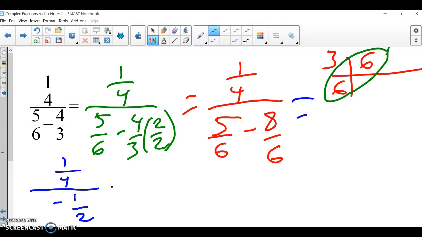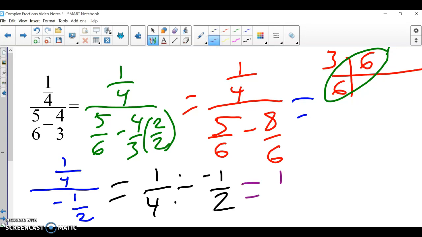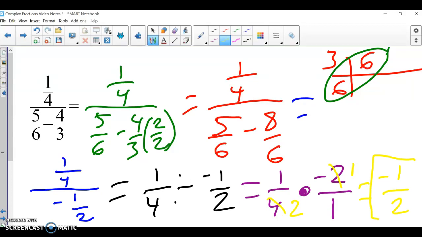So now we can write this as 1/4 divided by negative 1/2, which means we can keep, change, and flip. Okay, so now I can cross simplify. 2 divided by 2 is 1. 4 divided by 2 is 2. So 1 times -1 is -1, and 2 times 1 is 2. So this fraction in simplest form is -1/2.